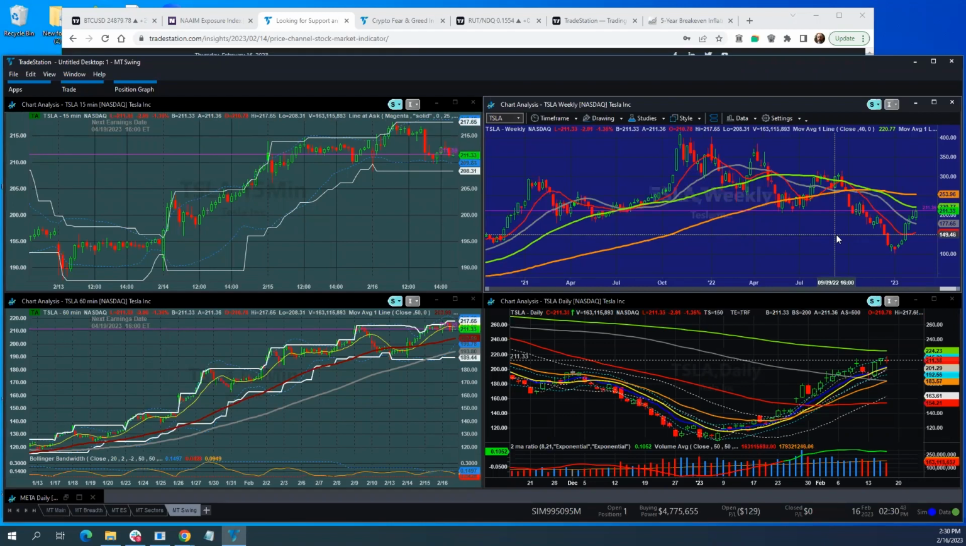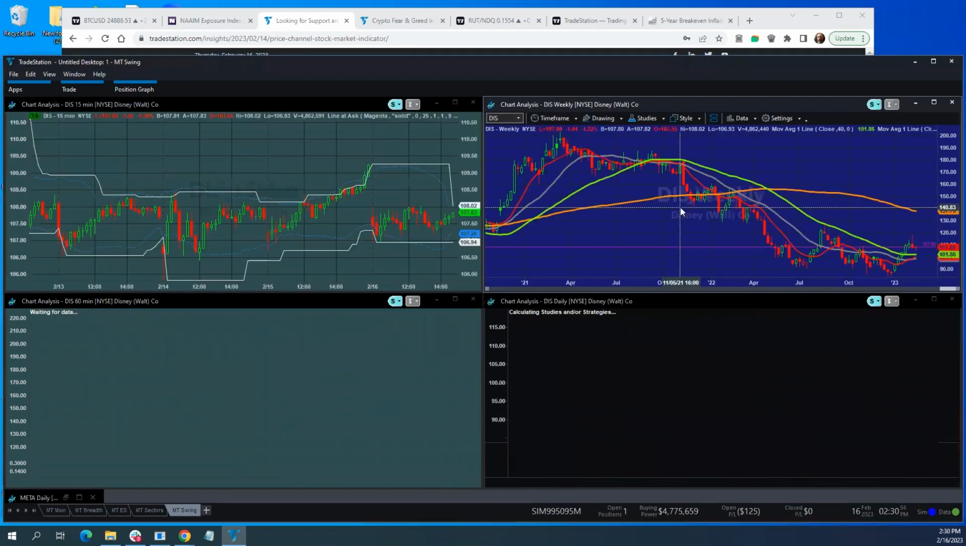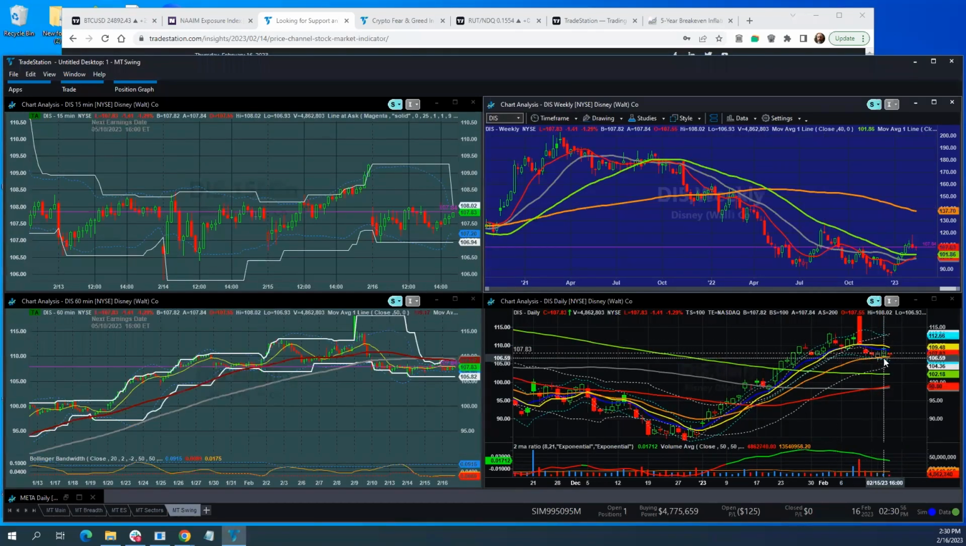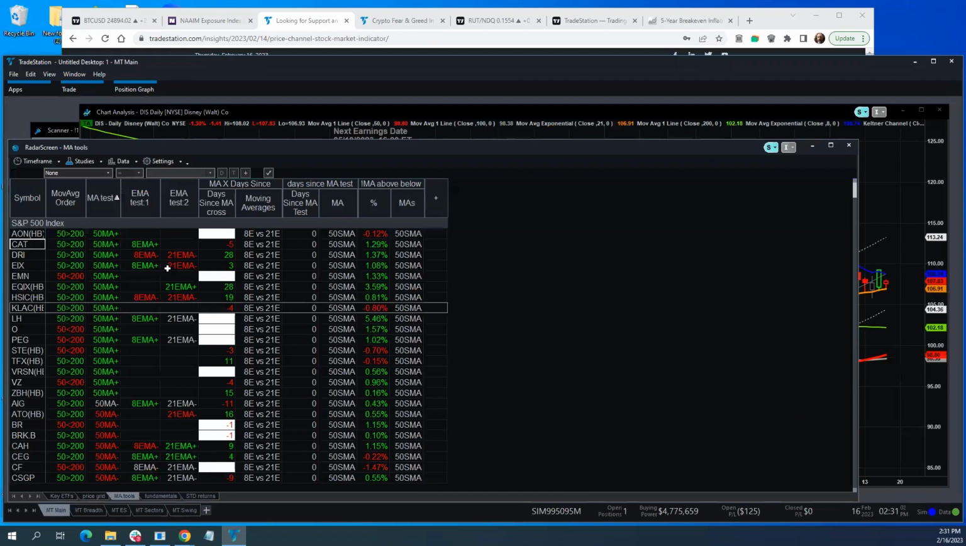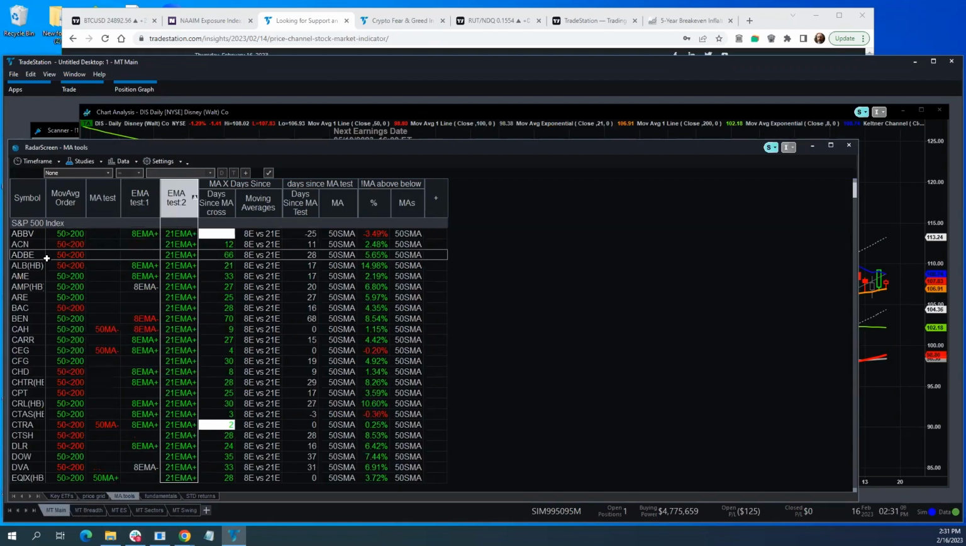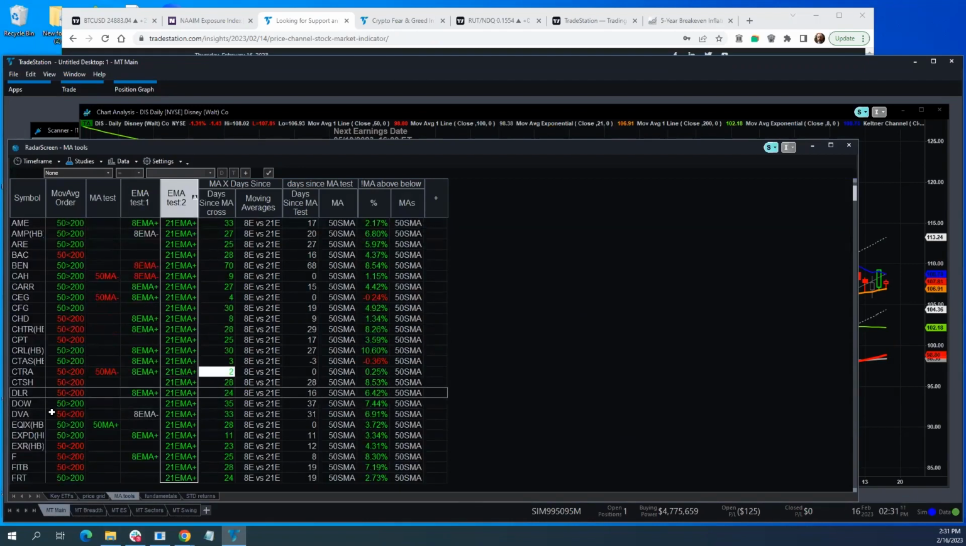I wanted to mention Freeport and Rio are holding the 50-day moving average. I did these other things yesterday, but DIS, interesting just to see it rally up and hold the 21-day exponential. All of these things were based on some of the scans I've showed you over here on the MT main. If you go to this MA tools, Disney last night was here, and that's how it came up. You can see some of the other names here that are holding different levels.